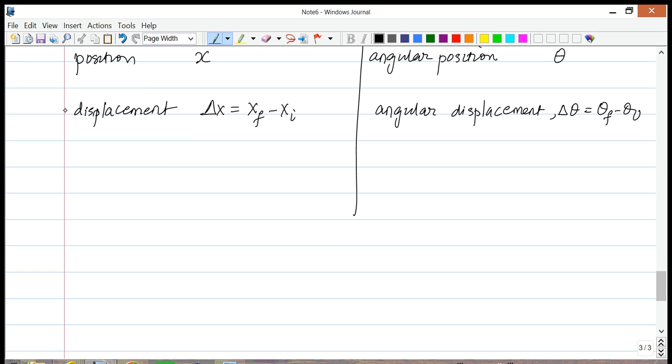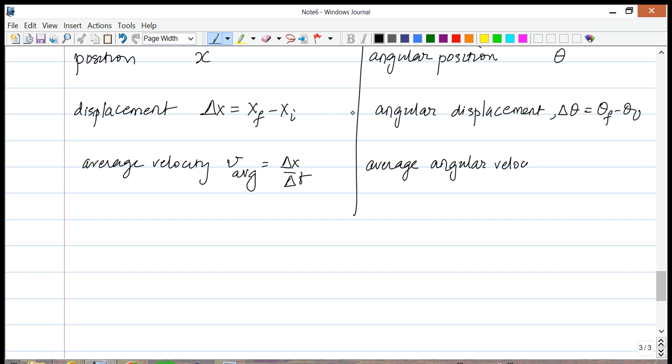Now similarly, we have an average velocity, which was v average equals delta x over delta t, and here we'll define average angular velocity. This will be denoted by the Greek letter omega. Omega average equals delta theta over delta t.